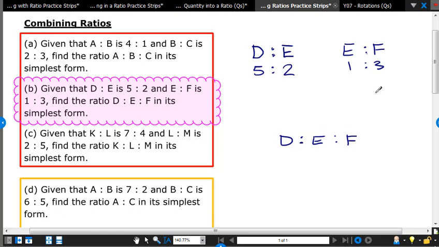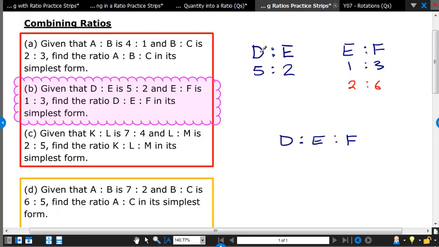So how are we going to get this? I could go into the theory of this, but forget it. We need to just show how it's done. We need E to have the same value in both ratios. Its value is 2 here, but its value is 1 here. What do we multiply 1 by to get 2? We multiply by 2, right? So we multiply this by 2 and we'll get 2. And we multiply 3 by 2 to keep it balanced and we'll get 6, right?